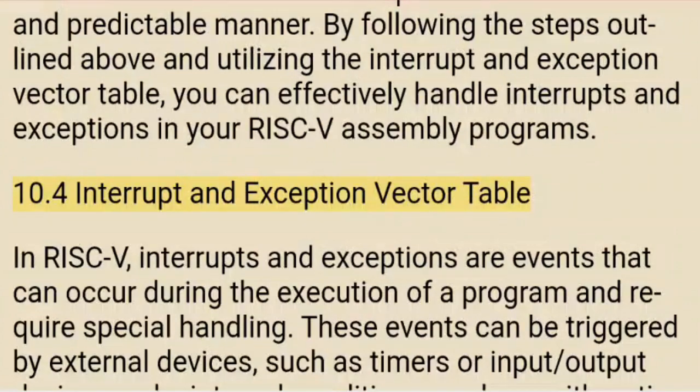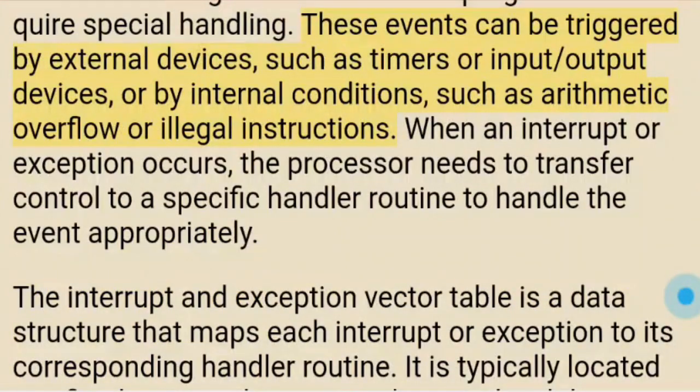10.4 Interrupt and Exception Vector Table. In RISC-V, interrupts and exceptions are events that can occur during the execution of a program and require special handling. These events can be triggered by external devices, such as timers or input-output devices, or by internal conditions, such as arithmetic overflow or illegal instructions.